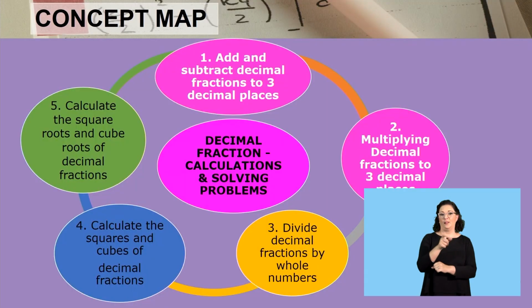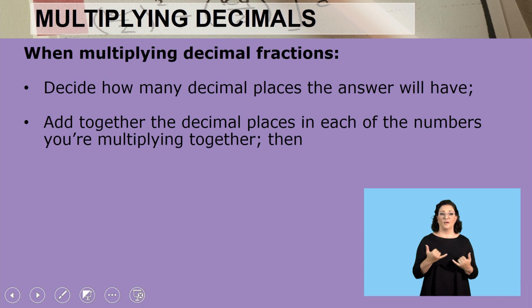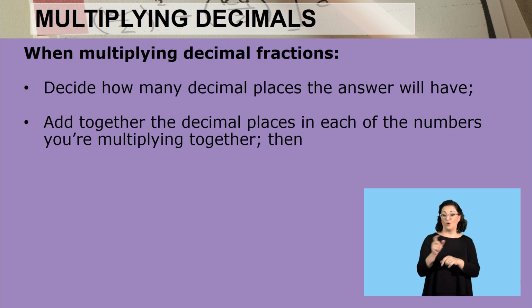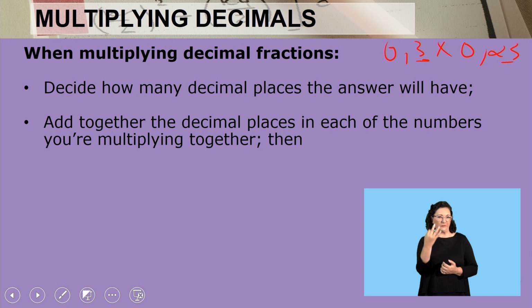We're looking at multiplying decimal fractions to 3 decimal places. When multiplying decimal fractions, 1, decide how many decimal places the answer will have. Now, 2, how do we do that? We are going to add together the decimal places in each of the numbers you are multiplying together. So if I have a 0,3 multiplied with a 0,23, there's 1 decimal here, and there's 2 decimals there. We're adding them together, so we have 1, 2, 3 decimals.